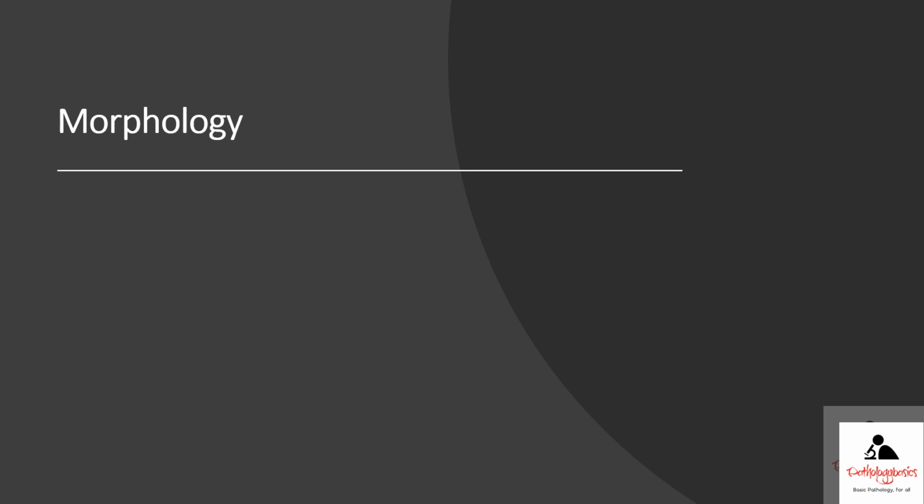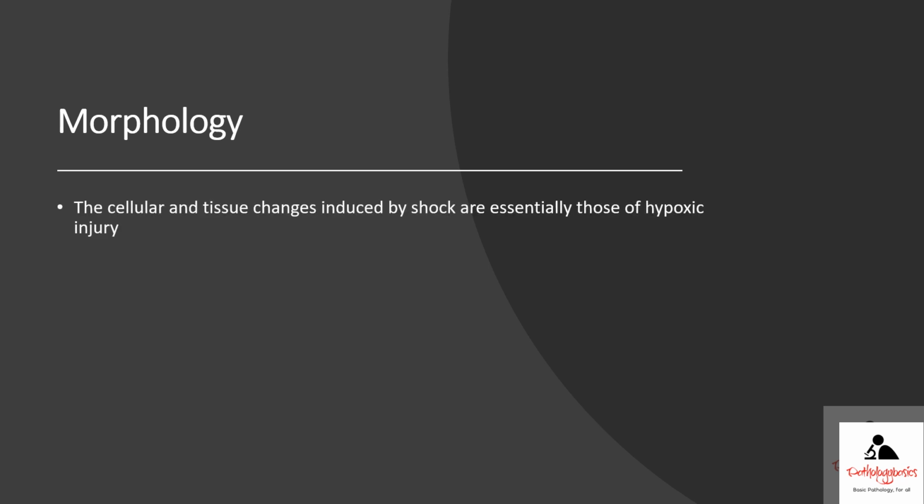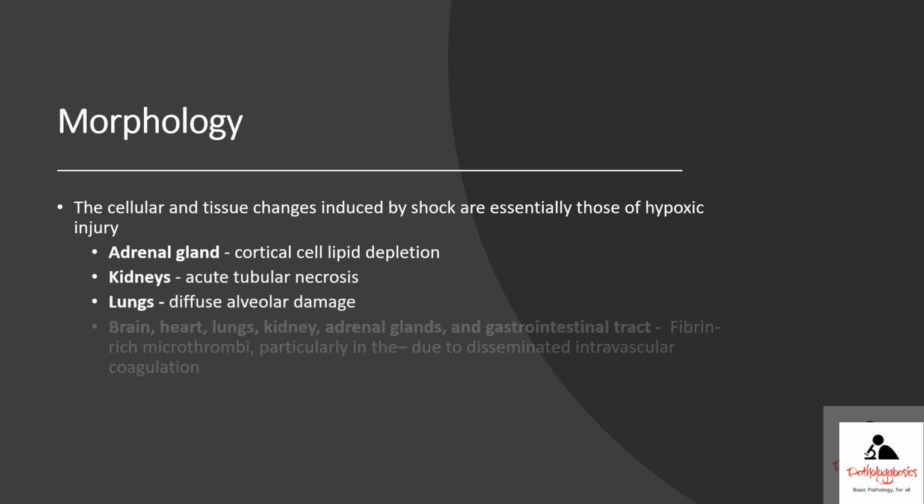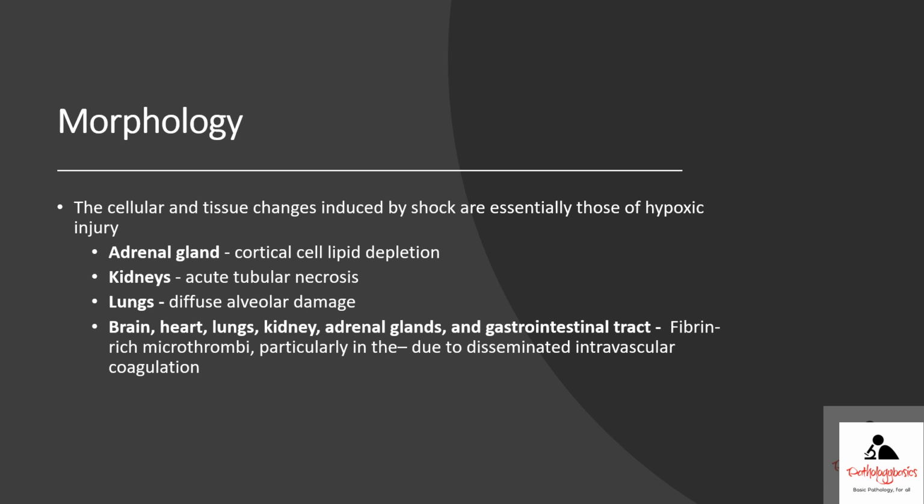So the morphology of shock, that is, what changes the organs show in case of shock. Essentially, as we all know, shock will lead to a hypoxic injury to the tissue. So the changes that would be seen would be essentially those of hypoxic injury. Like the adrenal gland will show cortical cell lipid depletion, kidneys show acute tubular necrosis, lungs show diffuse alveolar damage. Brain, heart, lungs, kidney, adrenal glands, and the gastrointestinal tract will all also show disseminated intravascular coagulation. That is, there are fibrin-rich microthrombi that are seen in vessels of these organs.